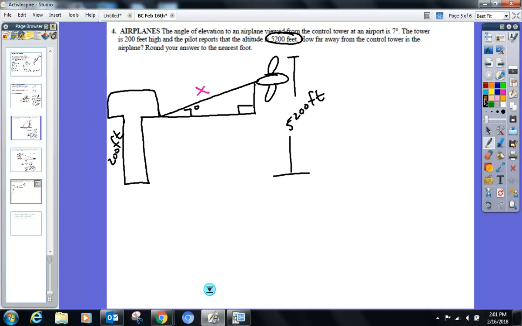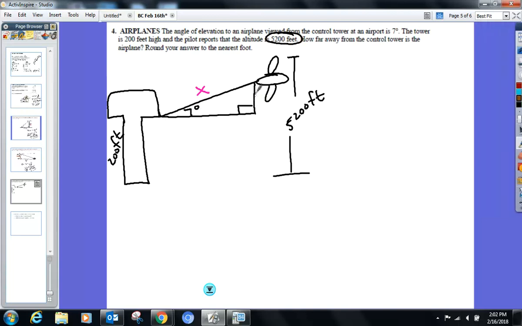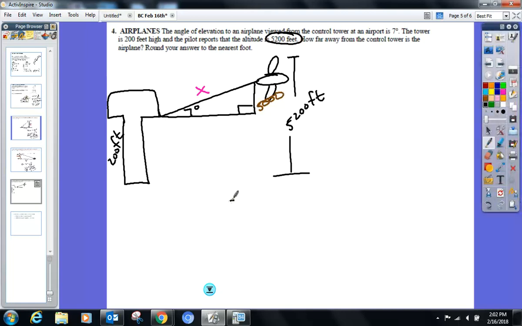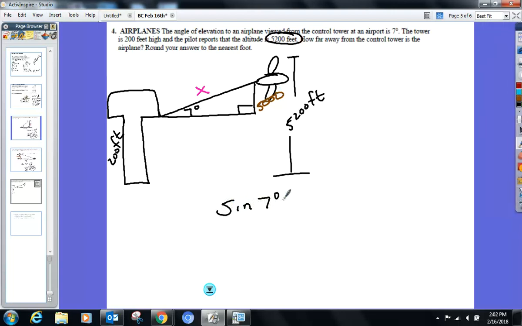All right, what are we deciding on using here? Which ratio? The sine ratio. Why? Because if the altitude's 5,200, the tower's 200, that leaves 5,000 feet for the one leg here. And that's opposite. So the sine of 7 should be the opposite, 5,000, over the direct distance x.